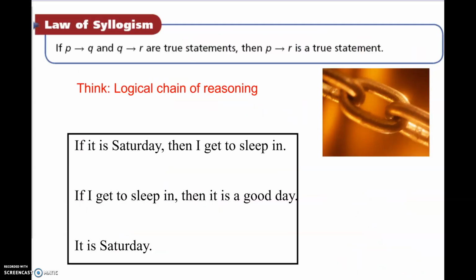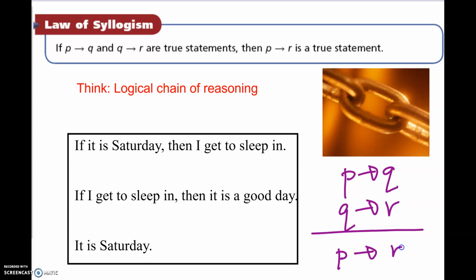All right, so law of syllogism. This is kind of 3 parts. So this is P implies Q. Then Q implies R, which is a new piece. So now, can you conclude that P implies R? It's kind of like if 2 equals X and X equals Y, can you now conclude that 2 would be equal to Y? Okay, so that's using the law of syllogism.